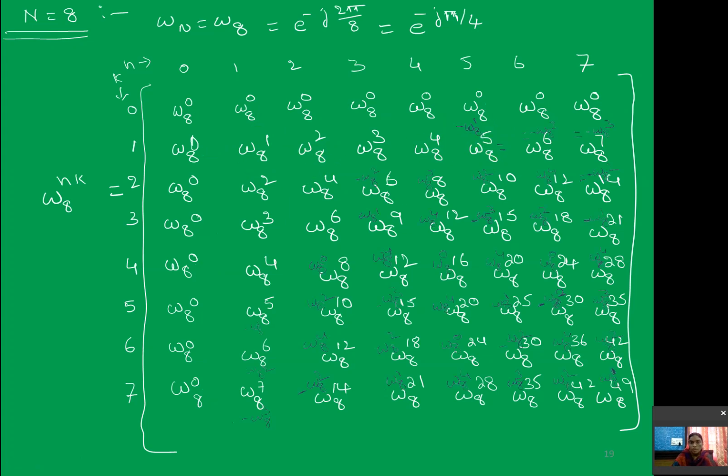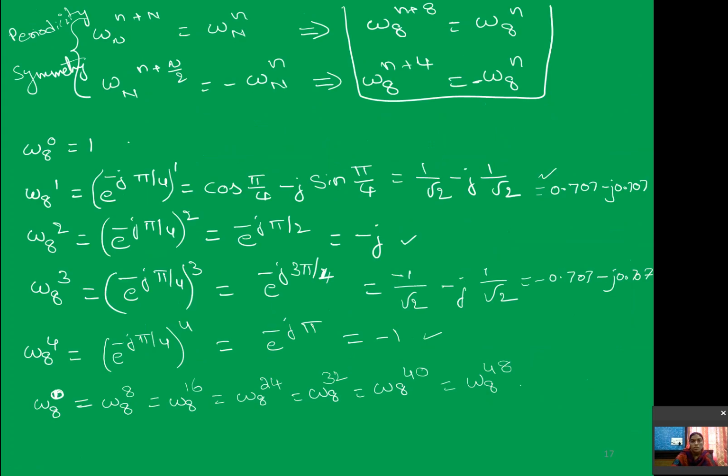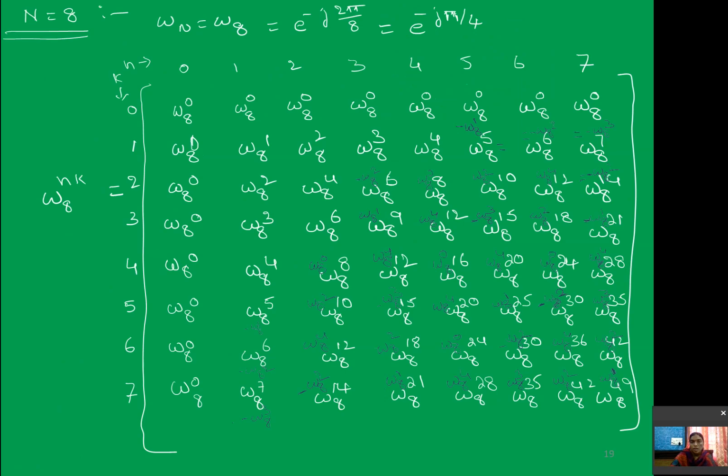What are they? The first one is W8 power n plus 4 is equal to minus W8 power n. The second one is W8 power n plus 8 is equal to W8 power n. I am writing that here. So W8 power n plus 8 is W8 power n, and W8 power n plus 4 is minus W8 power n.